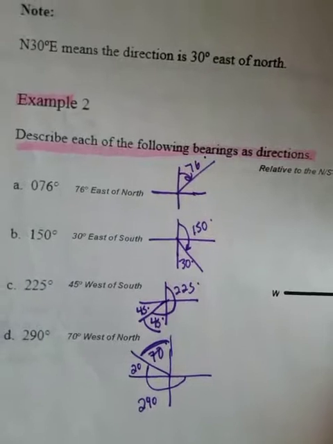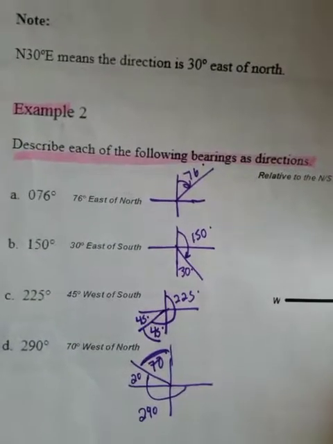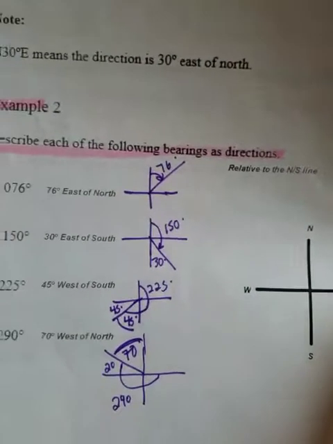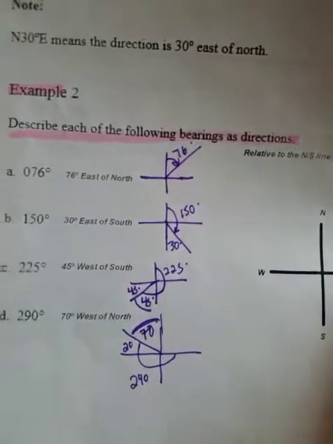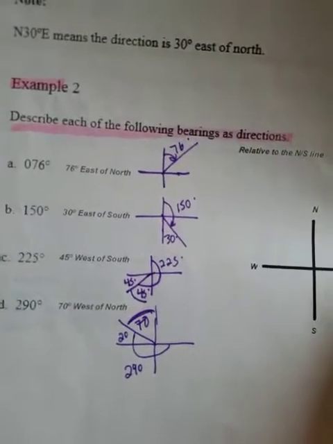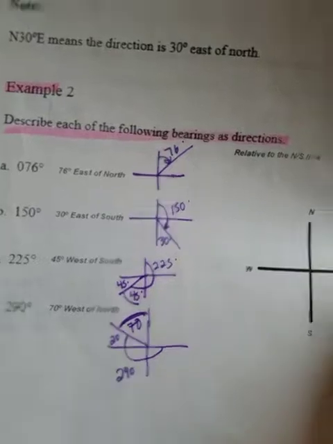225, there's your visual. But you could also call it 45 degrees west of south. See, they wanted it relative to the north-south line. And 70 degrees west of north is the same as 290.